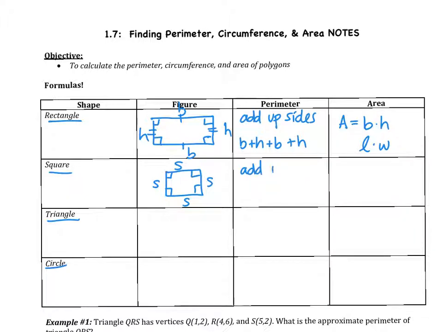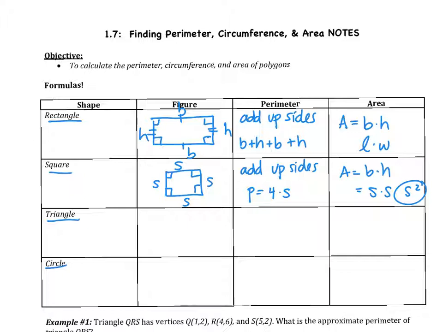Perimeter is the same. You're going to add up the sides. Now in this case, all the sides are the same, so you could add up all 4 sides, or what you also could do is you could take 4 and multiply it by the side length. So this is not something you need to memorize. You should already know to find the perimeter you want to add up the sides. So don't worry about memorizing this formula, just worry about adding up the sides. Area, again, is base times height. In this case, though, the base and the height are the same, so often we write S times S, or S squared. So take one of the sides and square it.